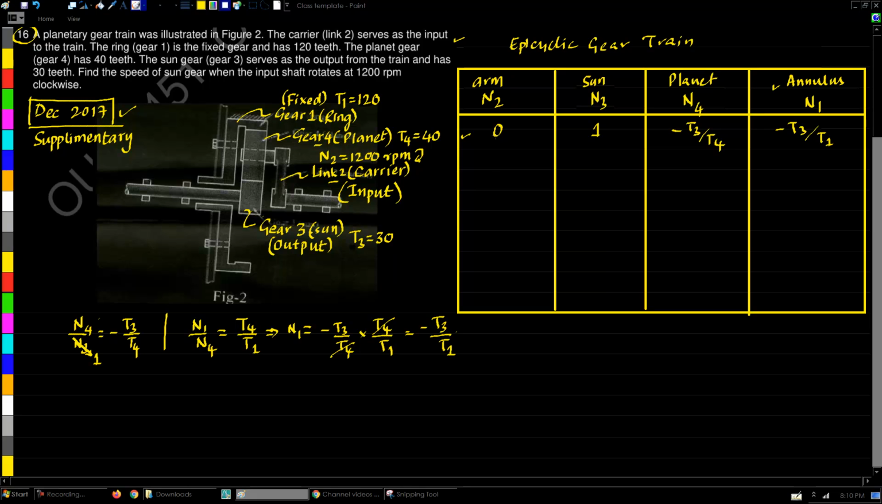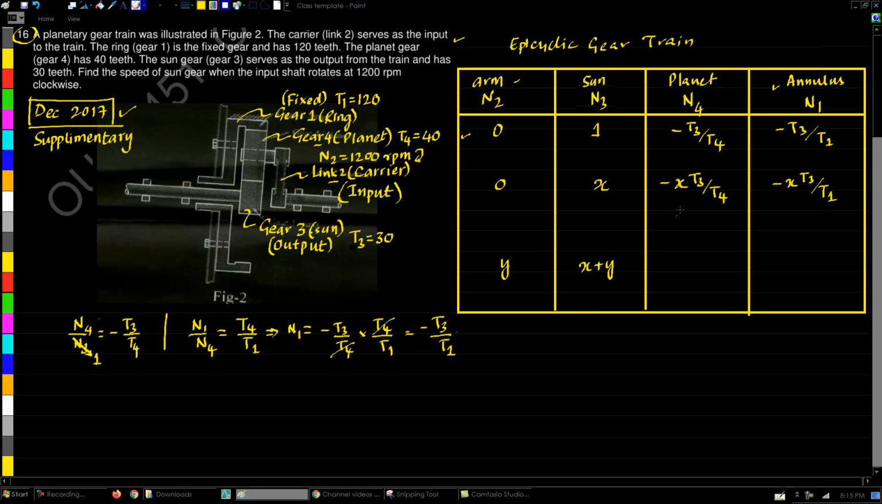In the second step, instead of just 1 rotation, we will be providing X rotations to the sun. The arm will remain at rest. This becomes X, and all other values will be multiplied with X. So this becomes X times T3 upon T1. In the final step, we'll have to give Y number of rotations to the arm. So when we do that, Y will be added to all these terms. So 0 plus Y becomes just Y. X plus Y becomes just that, X plus Y.